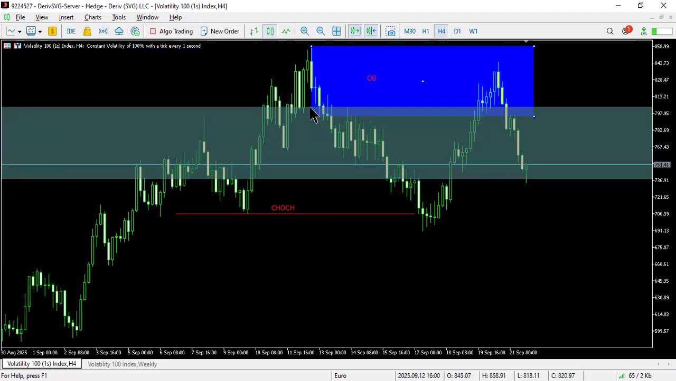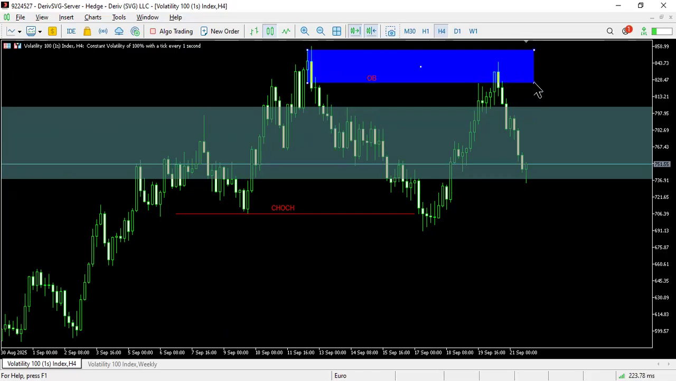And then from the 4 hour time frame, we can adjust our order block from the daily time frame, which is that. And the change of character as well, we can adjust. The change of character happened at that level, where price decided to break that higher low.